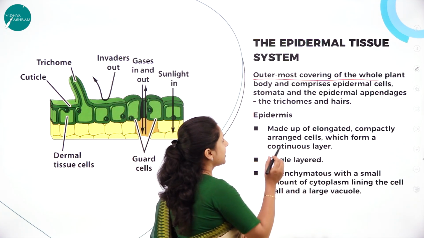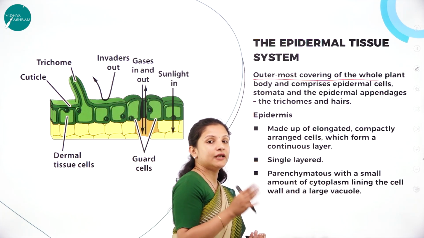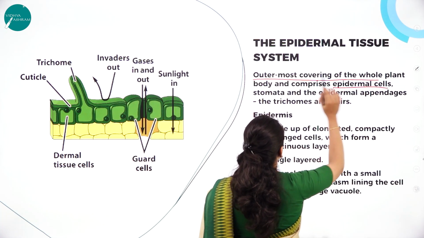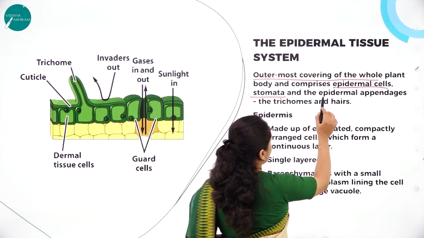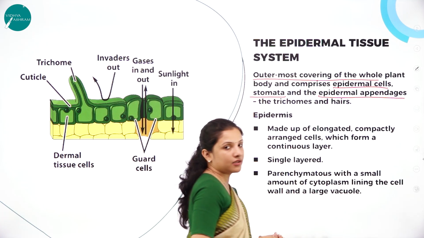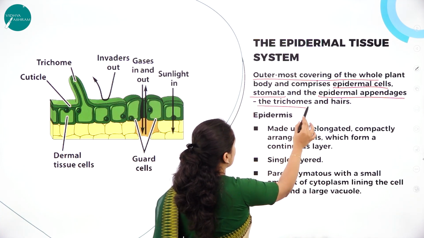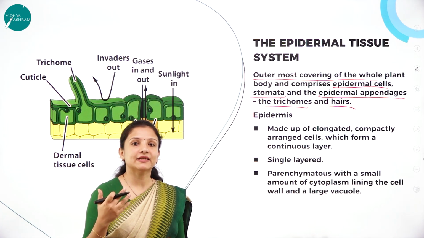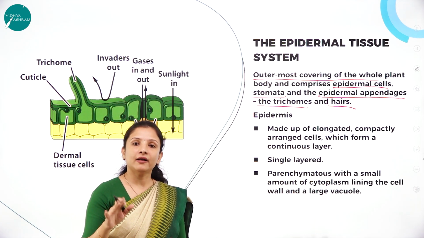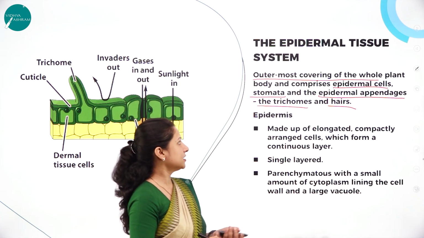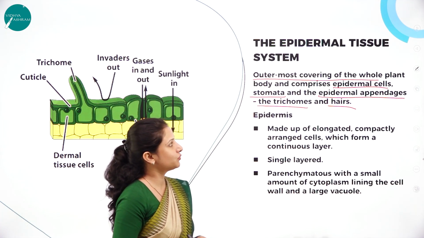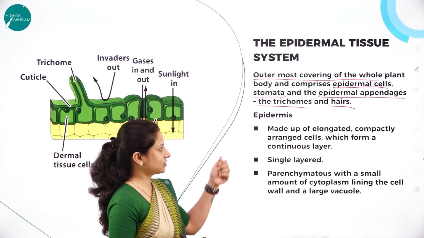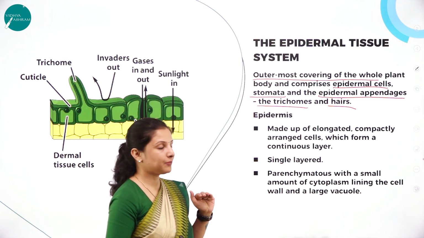In the epidermal tissue system, it's not just the epidermal cells that are present. Apart from that, they also have the stomata and some epidermal appendages, which are called the trichomes and the hair. In the case of the stem, the hairs that are there we call trichomes, and in the root we call them root hairs. We'll study each of these one by one. Under the epidermal tissue system, first we'll study about the epidermis.